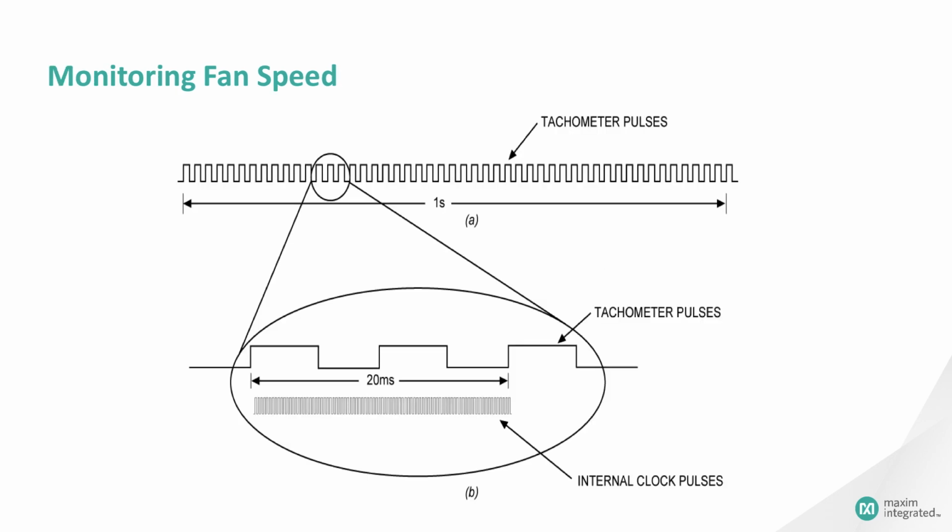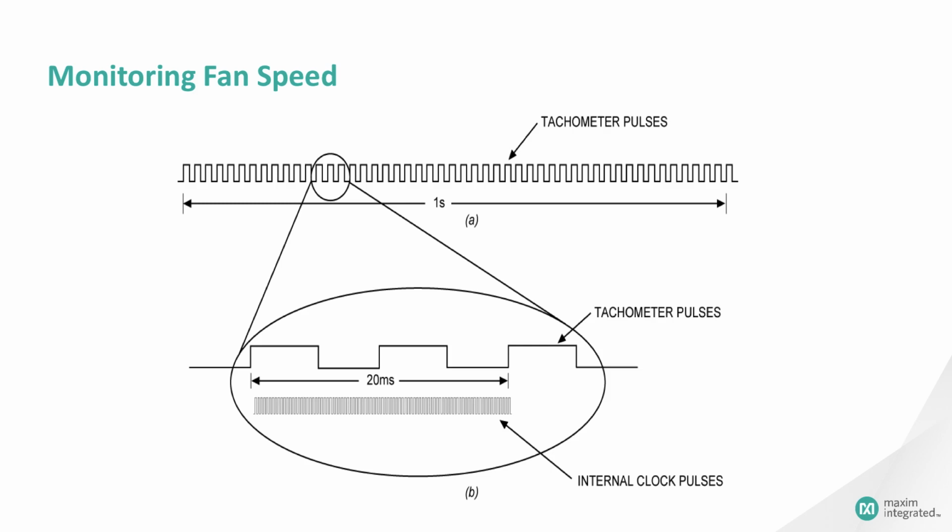The most obvious approach to monitoring fan speed is to count the number of tachometer pulses occurring during a fixed period of time, as shown in Figure A. This works well if it is possible to count a suitably large number of pulses during a sufficiently short period of time. As an example, a 3000 RPM fan that produces 2 pulses per revolution will generate a 100 Hz tachometer signal when operated at full speed.